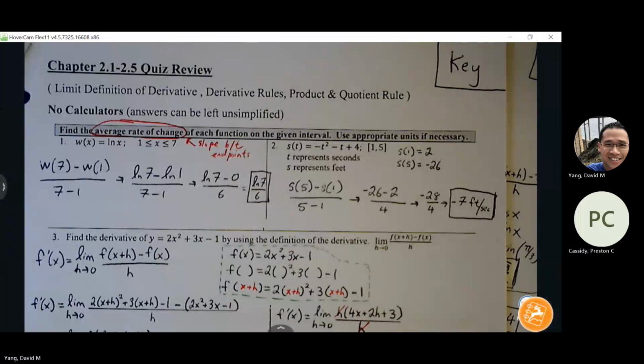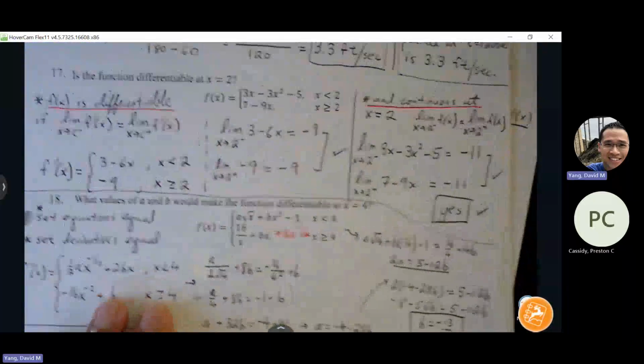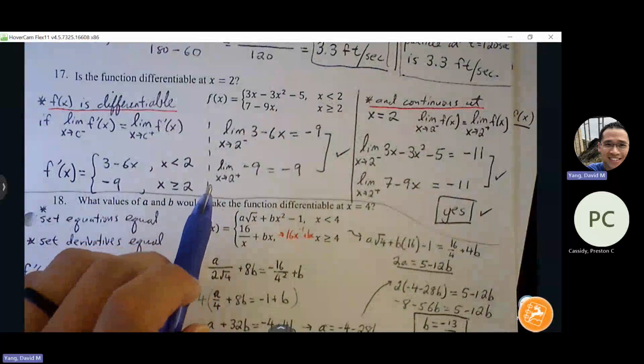Okay, 17 on the review. And so with finding whether it was differentiable, I was just wondering, since you would have to prove this continuous, would you have to do all three parts, including the limits?